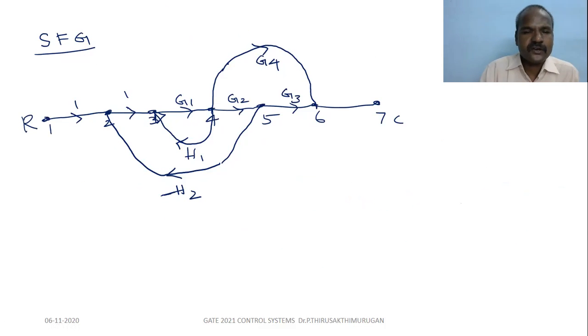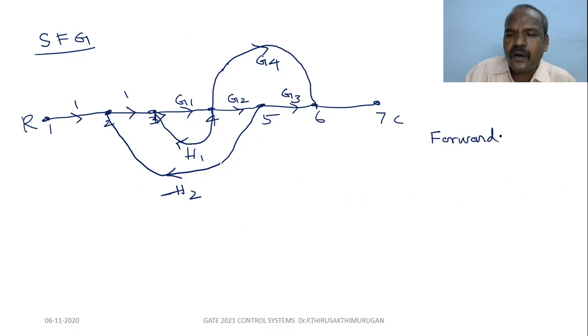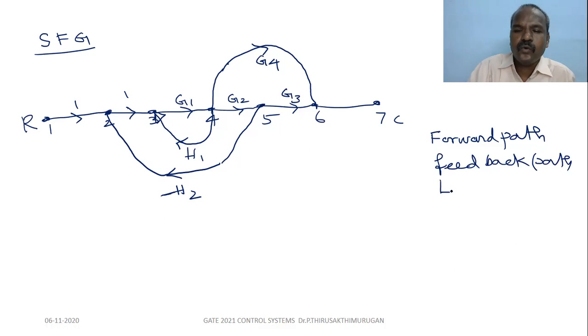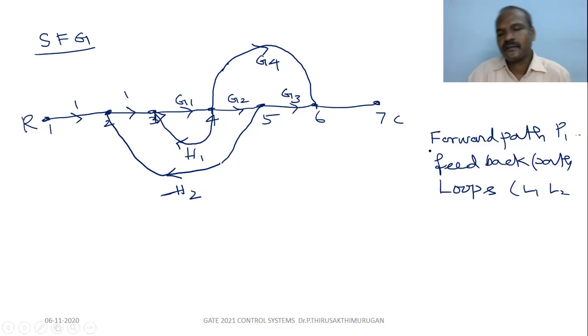First, let me introduce some terms called loops. What are all called loops in the system? Loops, forward path, feedback path, etc. So loops we consider as L1, L2, etc. Forward paths P1, P2, P3, etc. Feedback paths are H1, H2, etc. Okay.